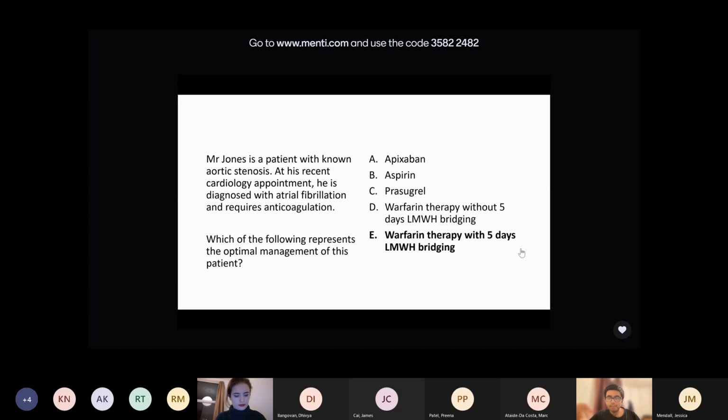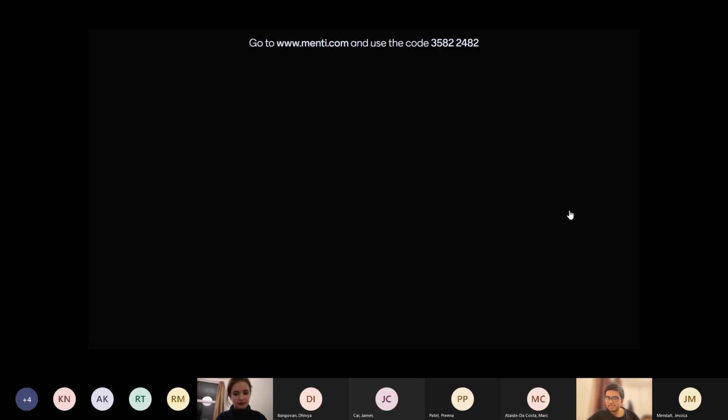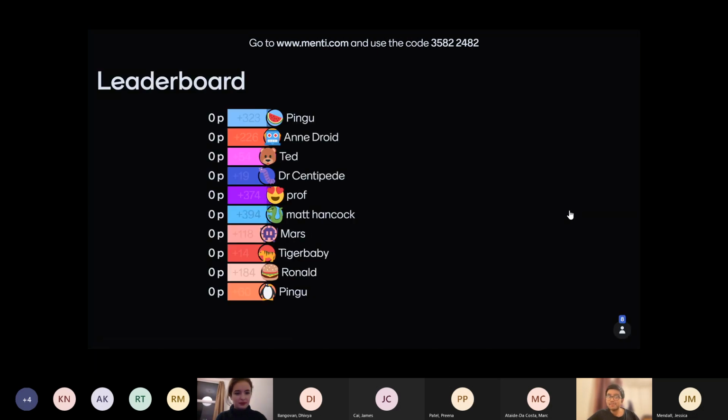Otherwise, they will be prothrombotic for the first 5 days, and they're more likely to have a stroke or a DVT or a load of other clotting problems. So yeah, really good. That was the last question. Sorry, we wrote a few too many SBAs, but hopefully it was useful.